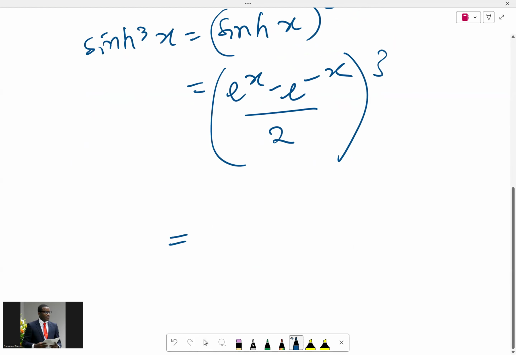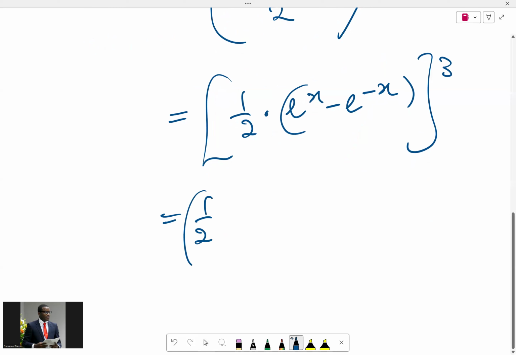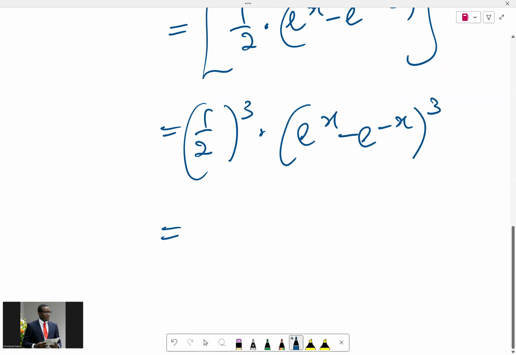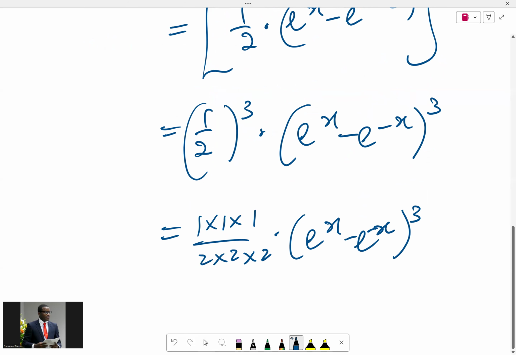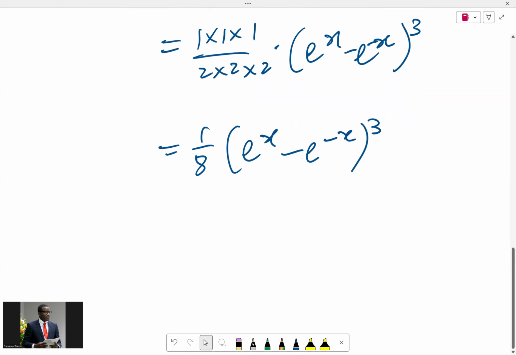So the next thing is, we know this is the same thing as 1 over 2 times e raised power x minus e raised power minus x, all raised to power 3. So that means we have 1 over 2 raised to power 3 times e raised power x minus e raised power minus x raised to power 3. Out here, 1 over 2 raised to power 3 is 1 times 1 times 1, all over 2 times 2 times 2. And of course, we have e raised power x minus e raised power minus x, all raised power 3. So this is simply 1 over 8 into e raised power x minus e raised power minus x raised power 3.